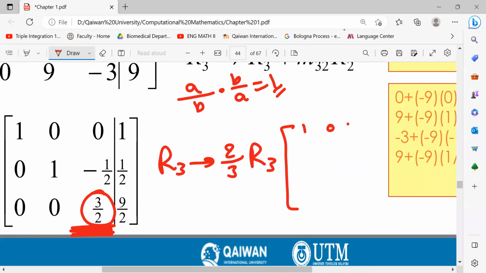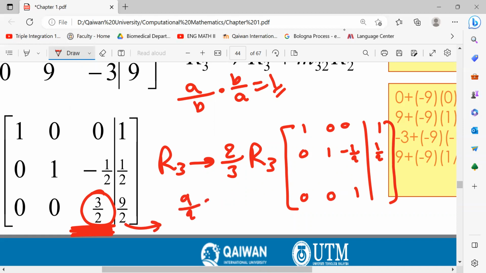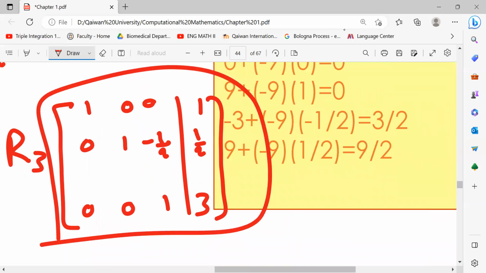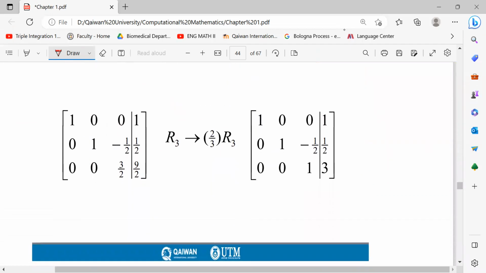1, 0, 0, 1. 0, 1, minus a half. Then 0, 0. Look, if you multiply 0 by any value, it's still 0. Then 1, and if you multiply 9 over 2 by 2 over 3, 9 over 2 times 2 over 3, these two are cancelled out, and these two become 3. That's it. We get this matrix.